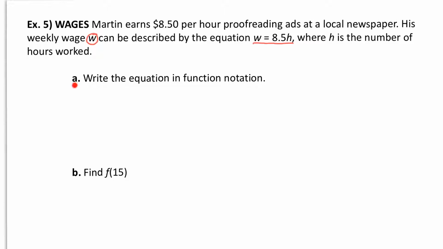Now, option A, it says here that you want to write the equation in function notation. All you do, guys, all you have to do is you're going to bring down your W here equals 8.5. So that's your regular equation. Now you guys are going to change that W into function notation. So we're going to use an F. And remember that we need a variable inside of the parentheses. So let me show you guys what I mean. So I have F of something.